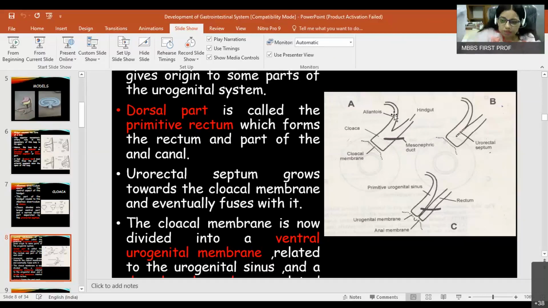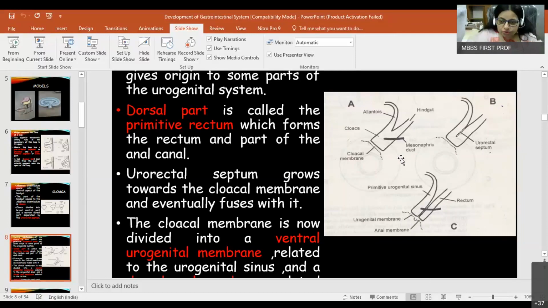So now what happens is that allantois enters the hindgut and partitions this cloaca into two structures. The things which you have seen in the previous picture. This is the ventral aspect, dorsal aspect. Ventral is forming the urogenital sinus and the dorsal is forming the rectum, which are again separated by two membranes. That is, the cloacal membrane also divides into urogenital membrane and the anal membrane.